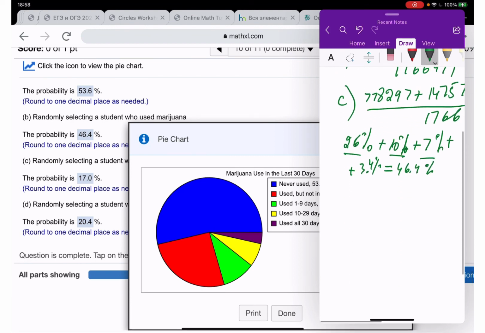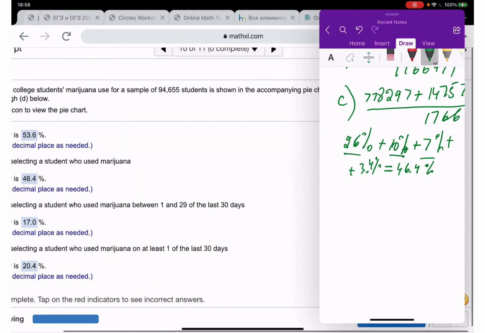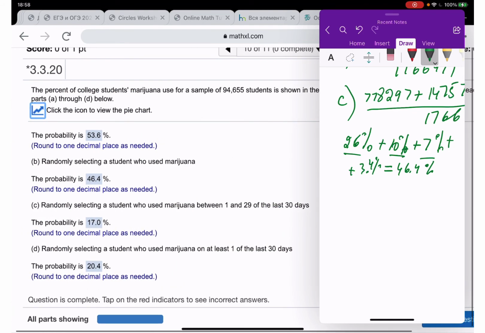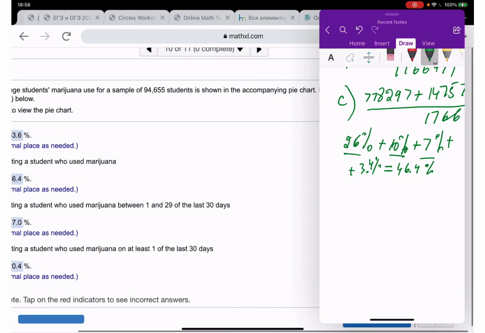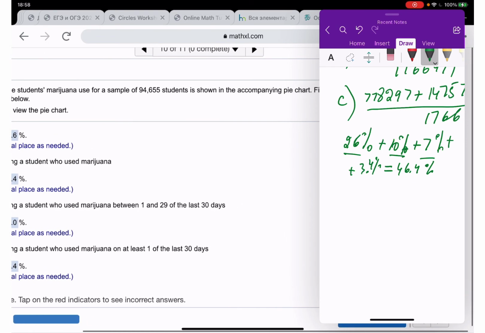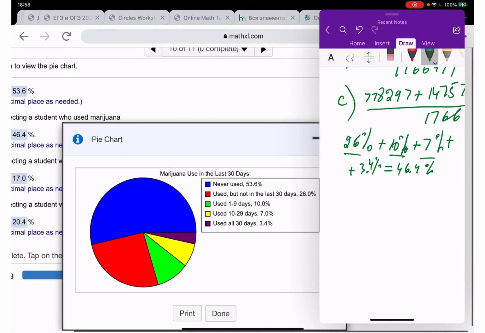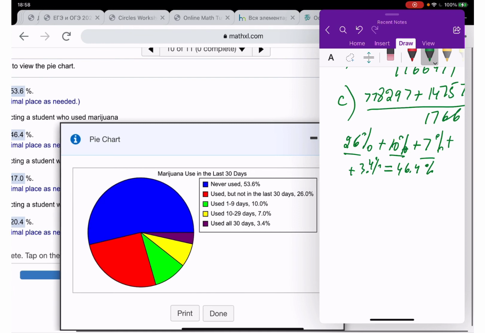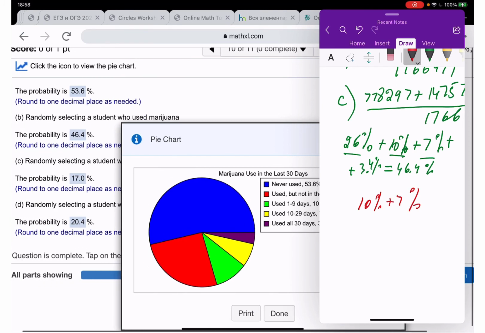All right. Next one. What do we have with the next one? Randomly selecting a student. Let me read this. That's C. Randomly selecting a student who used marijuana between 1 and 29 of these last 30 days. 1 through 29. So we have 1 through 9 and then 10 through 29. So it's going to be 10% plus 7%, right? From 1 through 29, it's going to be 17%.